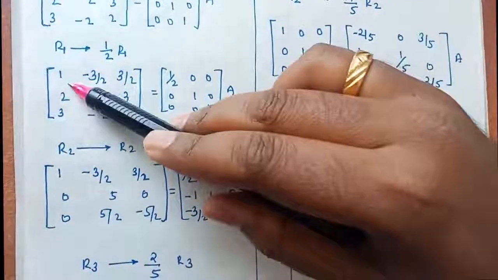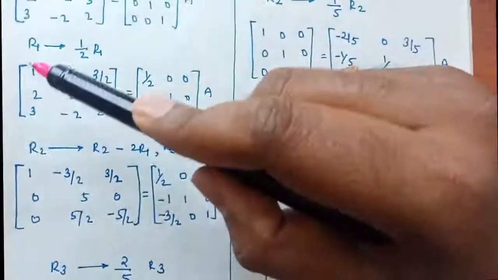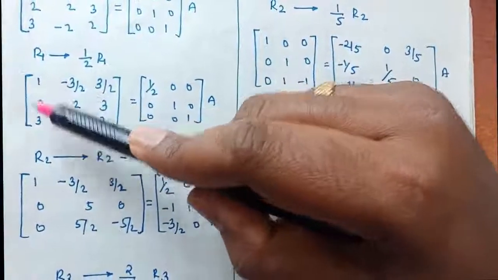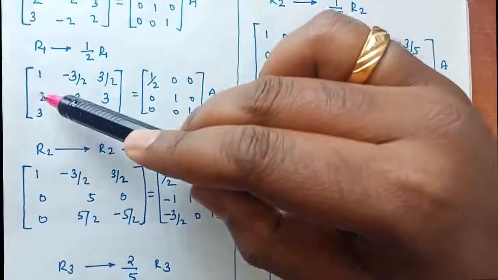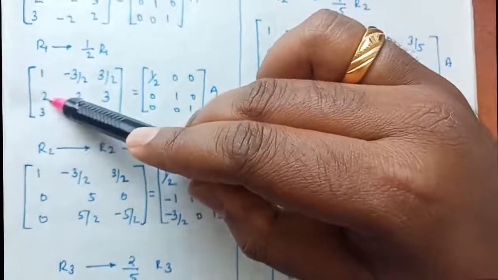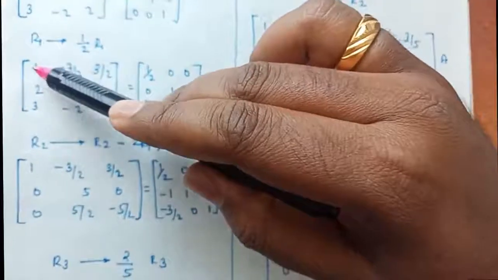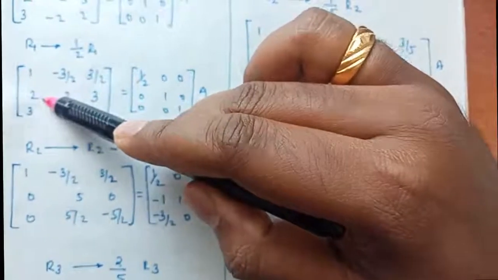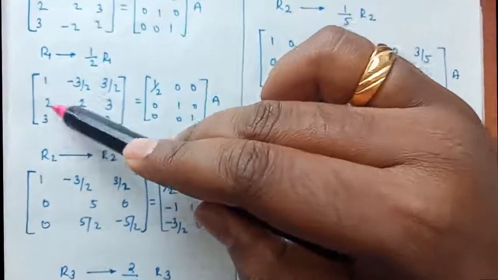Now I got 1 here. Now next is I want 0 here, 0 here. You should go by step. First column should be 1, 0, 0. So 1 I got. Now here 0 and 0. Definitely we know if I want this element 0, so R2 minus 2 R1, because if I multiply 2 to the R1, it will become 2, and then 2 minus 2 will be 0. Similarly, if I want R3, this element to be 0, so R3 minus 3 R1.